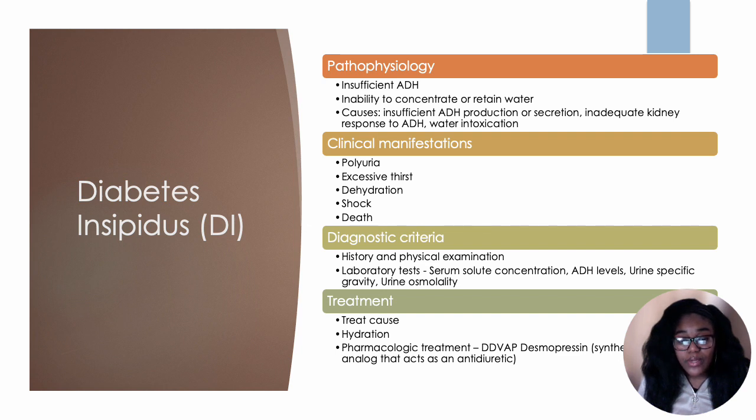As far as the treatment, you want to treat the cause. You want to hydrate appropriately with a hypotonic solution or isotonic solution, depending on the severity of the diabetes insipidus. And you want to also treat with desmopressin. This is an analog of vasopressin, which acts as an antidiuretic. So you want to replace the insufficient ADH. So again, desmopressin is the same as vasopressin, which is like giving someone antidiuretic hormone. So that is an antidiuretic.